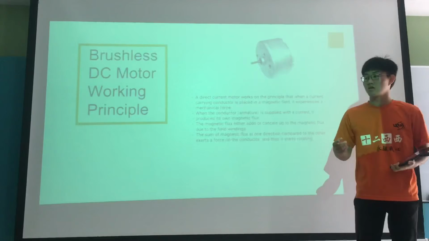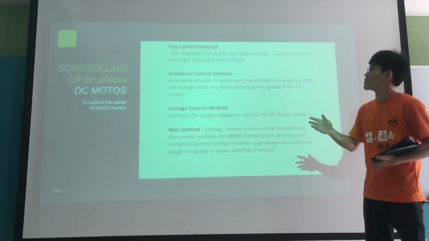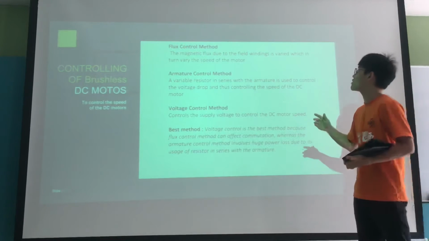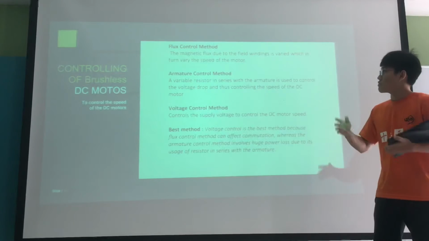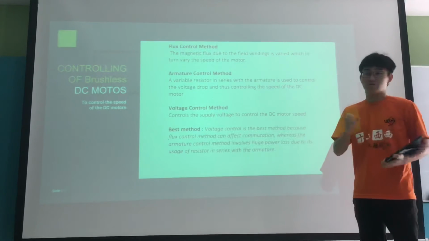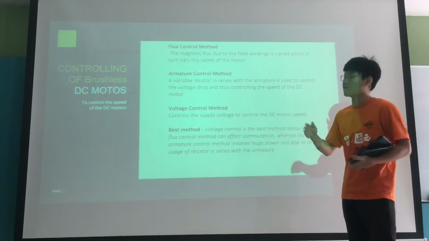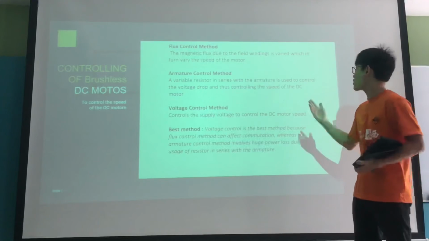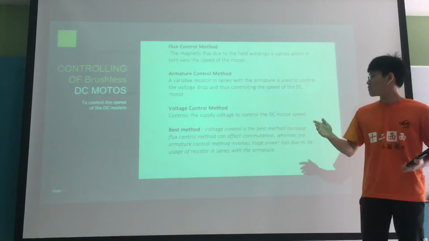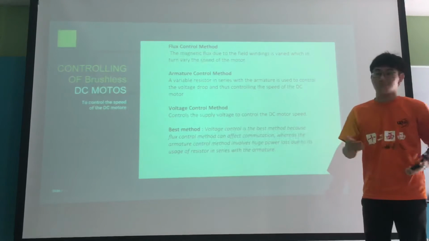thus it starts rotating. Some methods of controlling brushless DC motors are the flux control method, where the magnetic flux due to the field windings is varied, which varies the speed of the motor. Next is armature control, where a variable resistor is placed in series with the armature and is used to control the voltage drop, and thus controlling the speed of the motor. Lastly is the voltage control method, where voltage is controlled to control the speed of the DC motor.